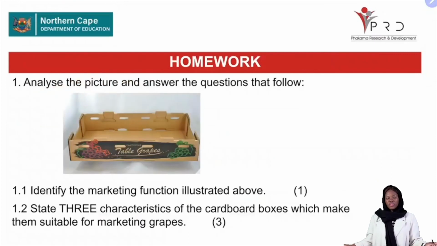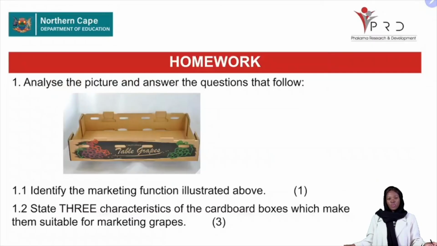Now we are done with marketing, and this will be your homework. You need to write this in your exercise books, and we will provide remedials or activity solutions when we come back. On this homework, you are expected to analyze the picture and answer the questions that follow. So here's the picture, and all your answers should be based on the picture provided.